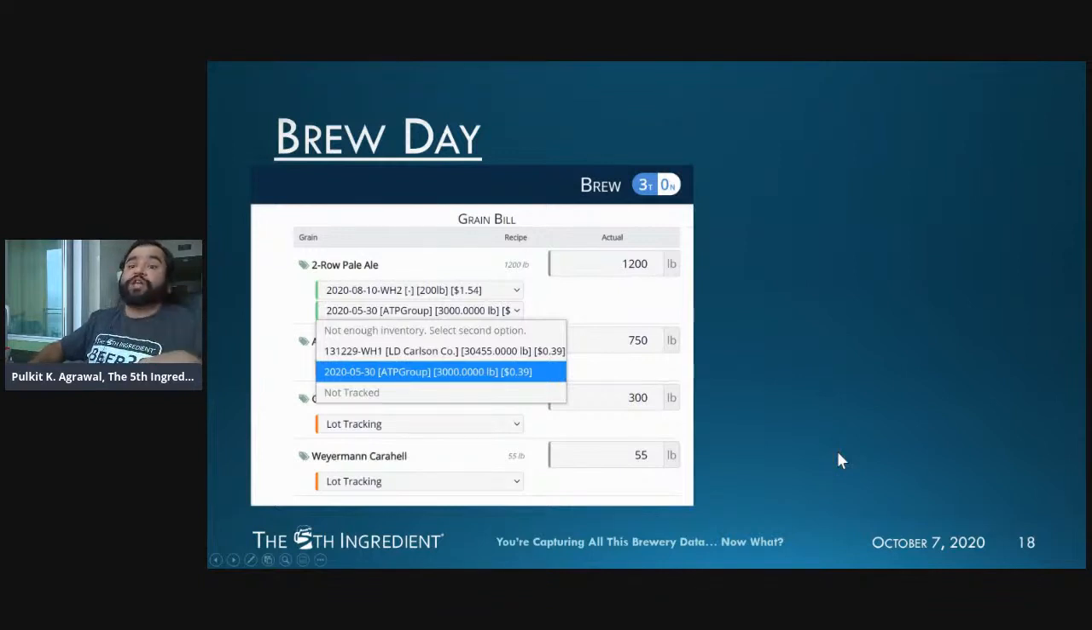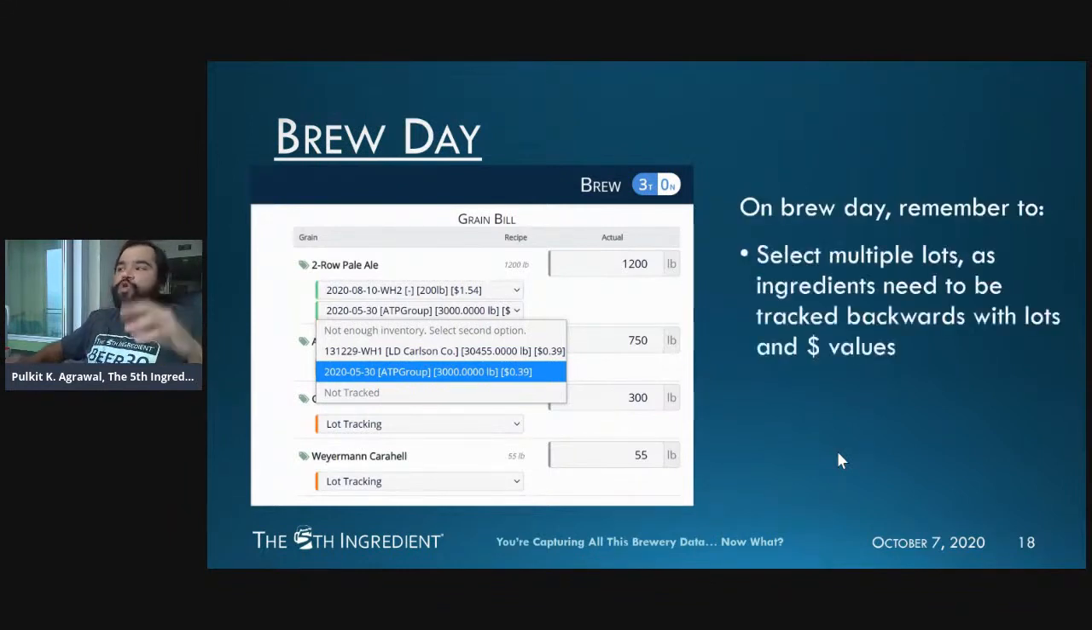From there, let's talk about the actual brew day. Now, this becomes super awesome, and you can see here, in terms of the brew log, that on the brew day, you really want to remember to select the multiple lots as ingredients because they all need to be tracked backwards with the lot numbers and dollar values.